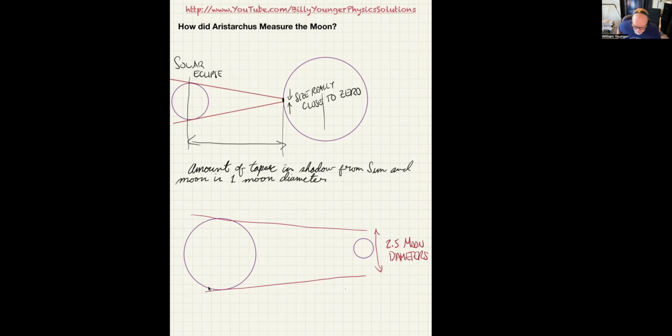But with that knowledge, he was able to put together that the shadow, which was tapered, by the way, by one moon diameter, is 2.5 moon diameters, and therefore bigger than the moon. That means the moon's diameter is about 1 over 3.5 times the Earth's diameter. That was the discovery he made.